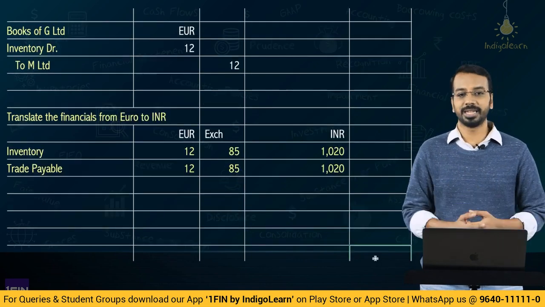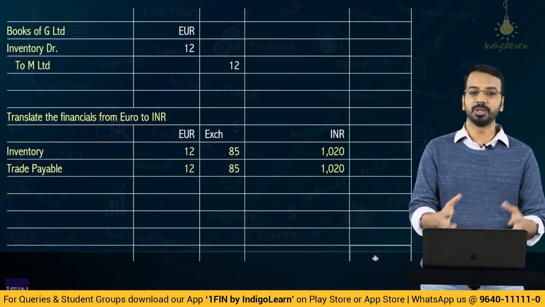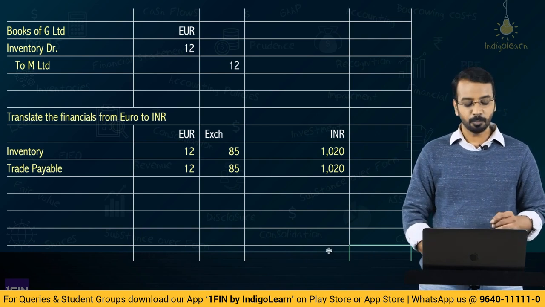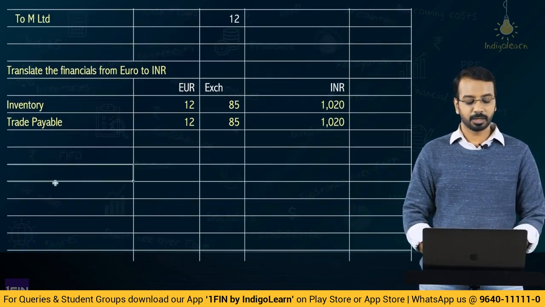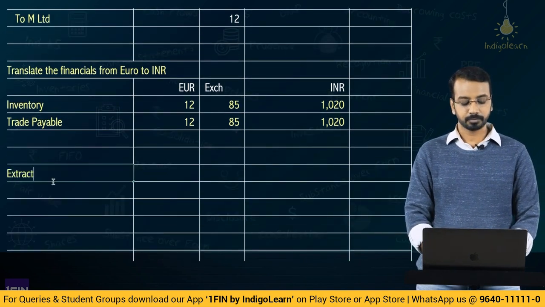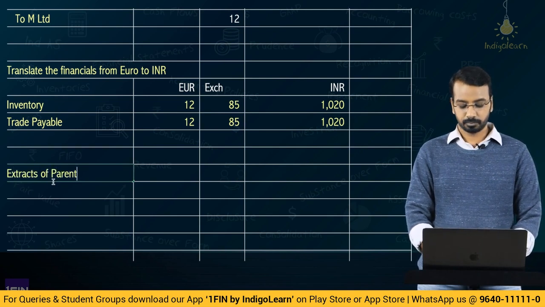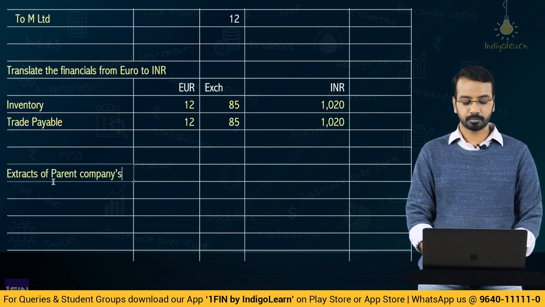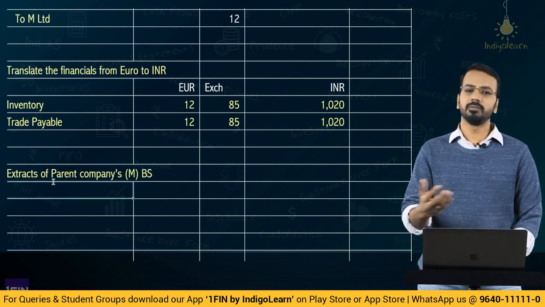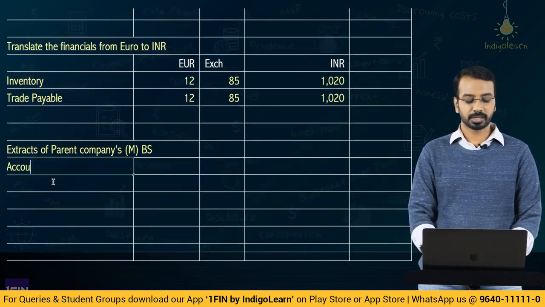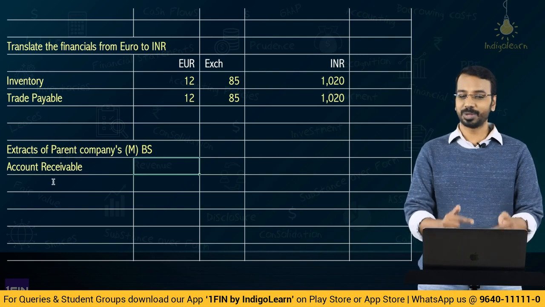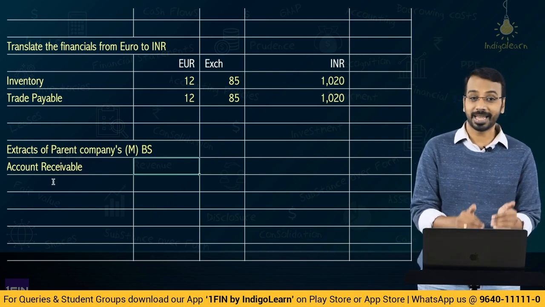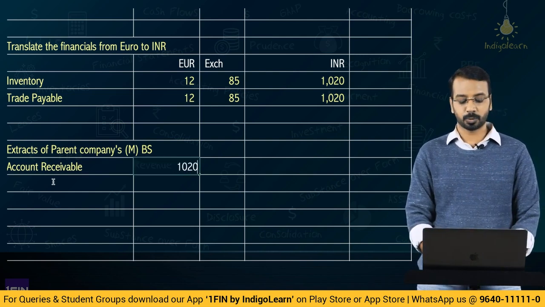Now these financial statements will be consolidated with the parent company's financial statements. Now in the parent company financial statement, parent company, that is M Limited, balance sheet. What all will you have in the balance sheet? You have account receivable at what rate? Closing rate, because we have restated it as a foreign currency item, so it is at 1020.